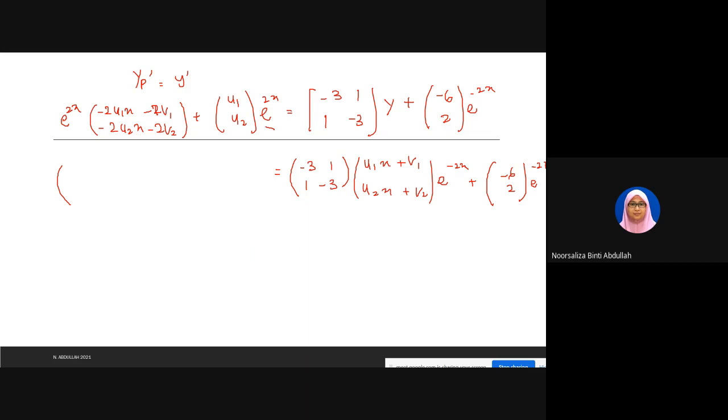And then kita faktorkan eksponen ni. We factor the exponent. So you faktorkan eksponen minus 2. Dia ada minus 2 kat sini. So you have a minus 2x. So dalam kurungan you will have minus 2u1x minus 2v1 plus u1. And the other one you will have minus 2u2x minus 2v2 plus u2. Equals to this one.